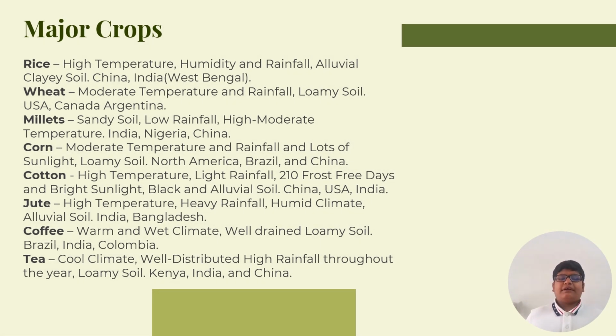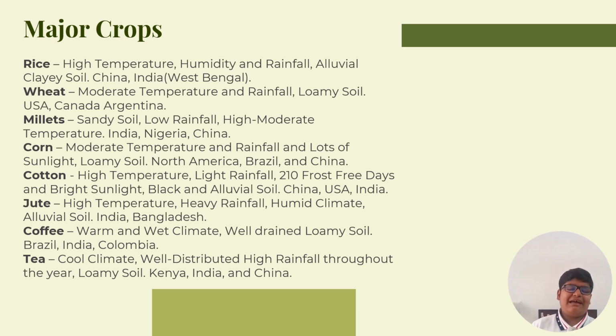Let's see the climates required for the major crops. Rice: high temperature, humidity and rainfall, and alluvial clay soil are required for the perfect growth of rice. They are mostly grown in China and India, specifically the part of West Bengal. For wheat, moderate temperature and rainfall and loamy soil are required. USA, Canada, and Argentina are the maximum producers of wheat.